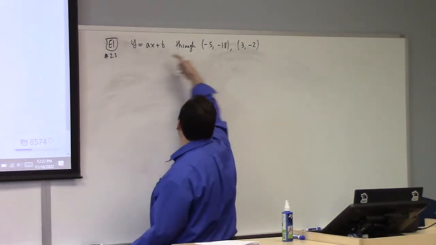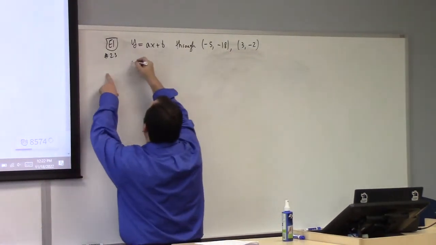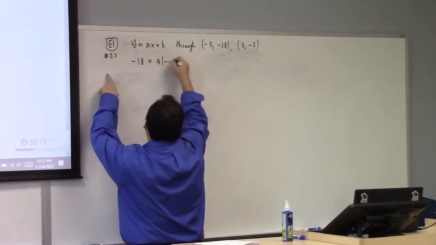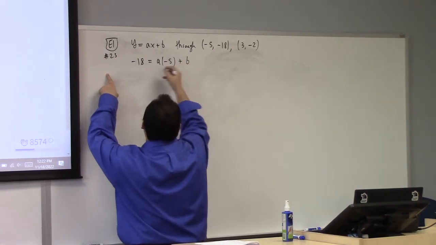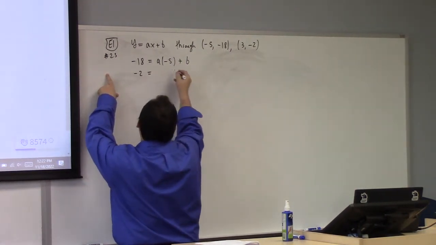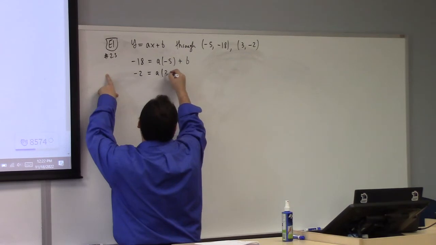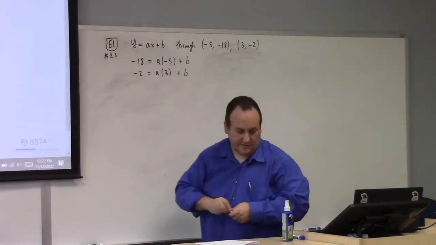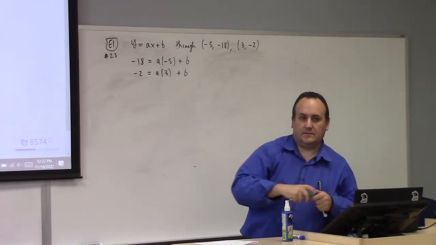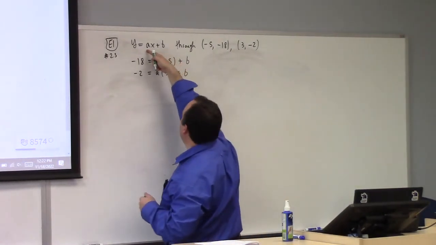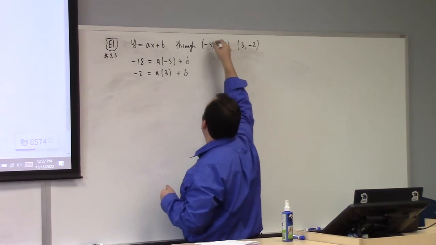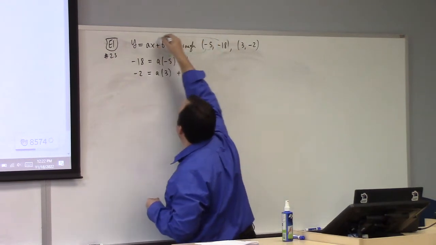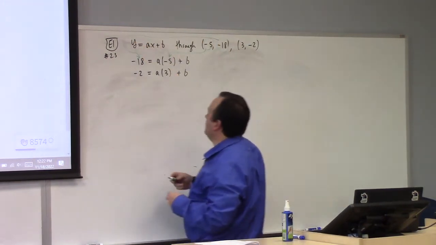Okay, so we just plug the numbers in, right? So what that means is minus 18 is equal to a times minus 5, plus b. And the next one tells me that minus 2 is equal to a times 3 plus b. Do you guys see what I did? Does that make sense? For this graph to have these points, I have to be able to put that in for x, and this, of course, is my y.